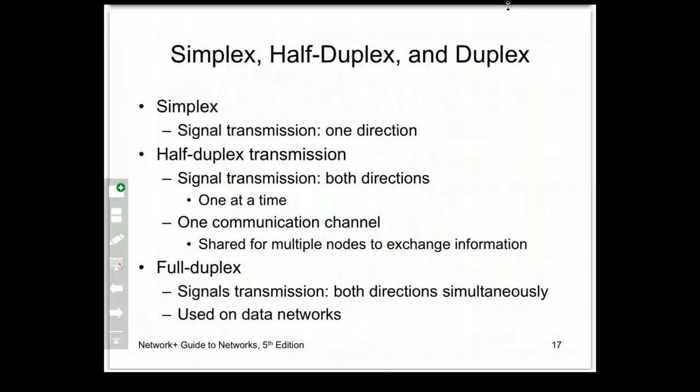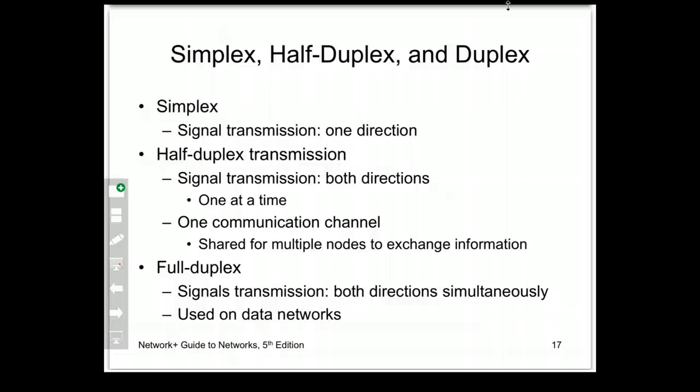This is probably the most difficult part, right here: the simplex, half-duplex, and duplex. Then we're going to jump right into the media types that I passed around to you guys. Then we'll take a break and then do the ping lab.